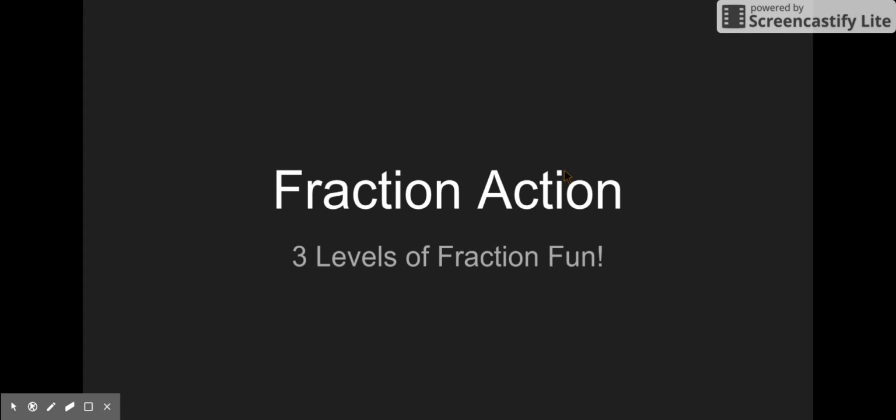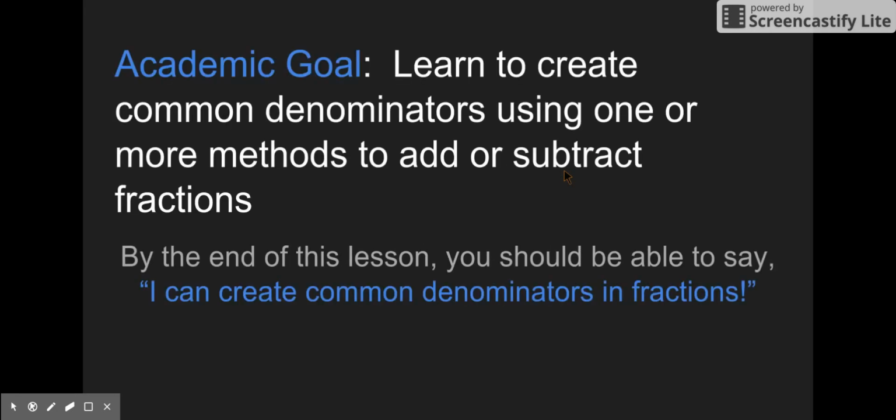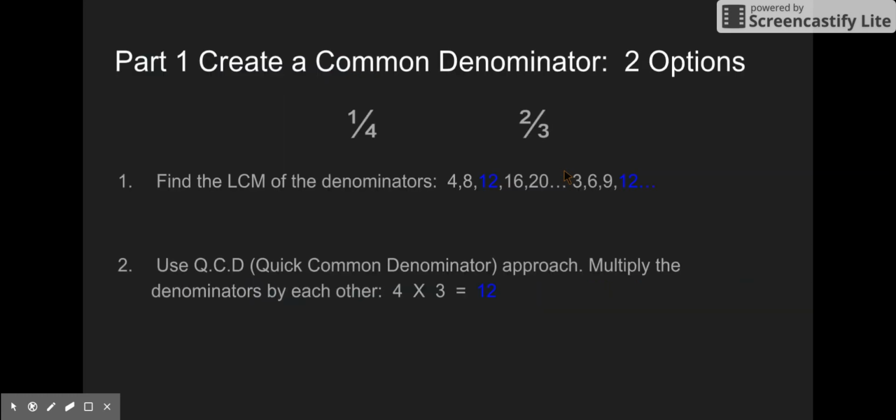These lessons are designed to help you reinforce the fraction skills we've been learning in class together and clear up any confusion you may have. So let's get started. All right, our academic goal today is to learn to create common denominators using one or more methods to add or subtract fractions. By the end of this lesson, you should be able to say, I can create common denominators in fractions.